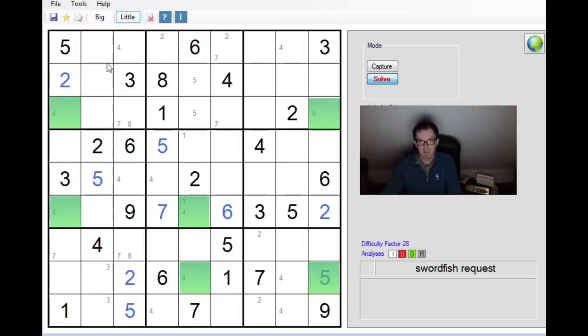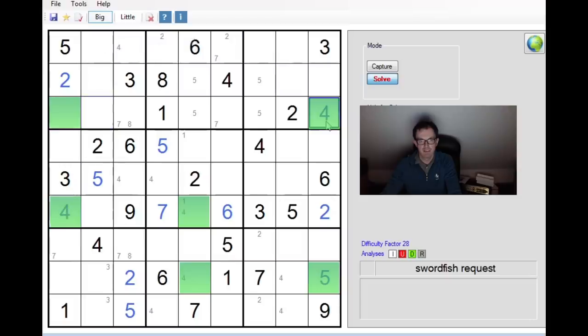Let's put the pencil marks in just to keep track of everything. But now this square cannot be a 5. We need a 4 somewhere in column 9. So the only square is now this one. Now this has an effect immediately on column 1. Because we knew in column 1, from the swordfish, the 4 was either in this square or this square. Well, it's no longer here, so it must be here.